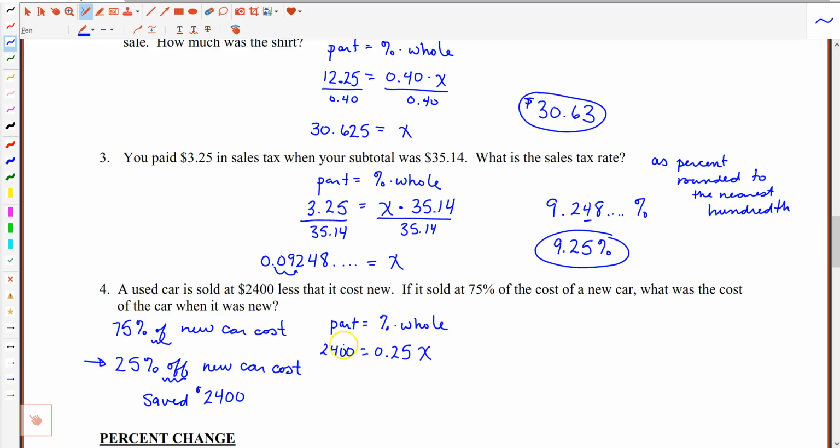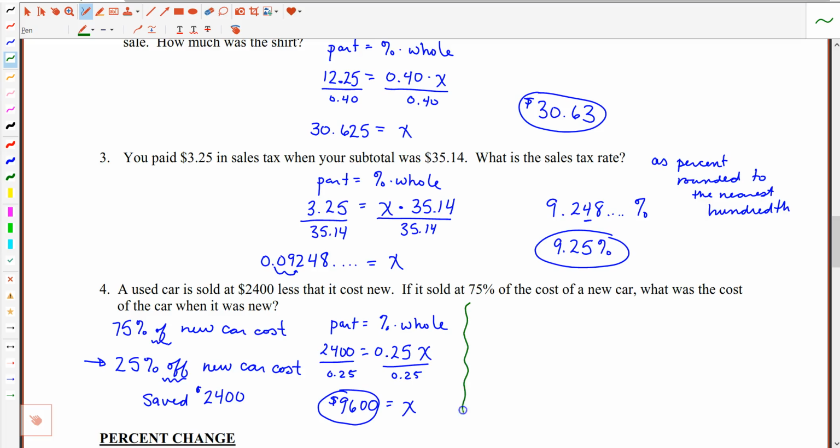The $2,400 savings equates to 25% of some sort of number. So then to solve for the variable, we could divide both sides by 0.25. So then when we do this division, we'll get that $9,600 is equal to X. So this is the cost of the new car. Now this is one way to set this problem up.